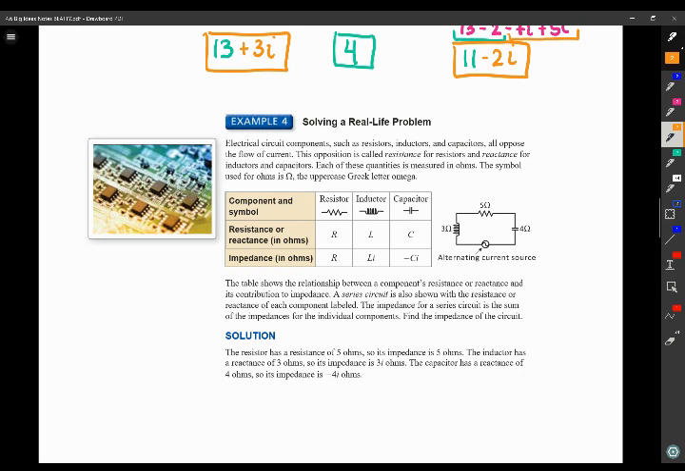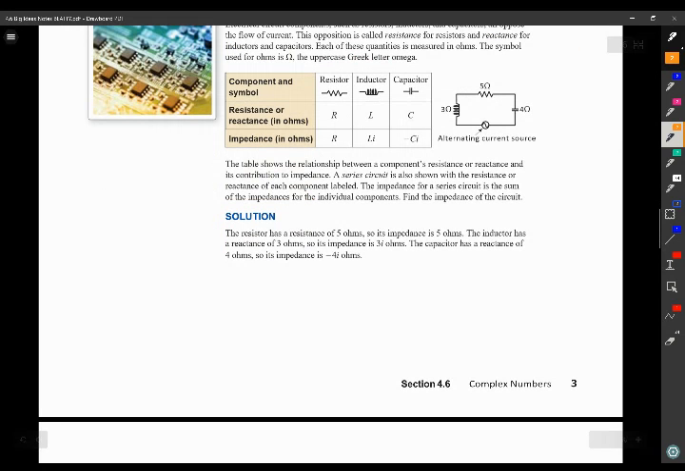And they give us a table. So our resistor is capital R, our inductor is L, our capacitor is C. And the impedance, so that's for our reactance. For our impedance, resistor is R, inductor is Li, and capacitor is -Ci. So they tell us the relationship between the pieces. And the question is to find the impedance of the circuit.